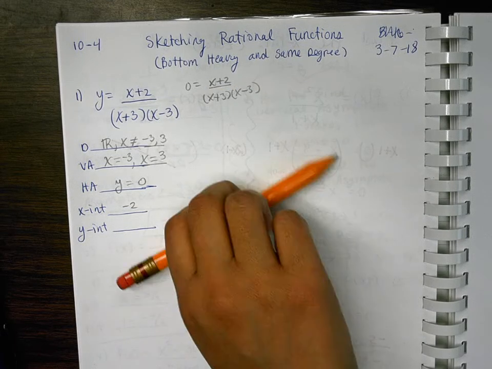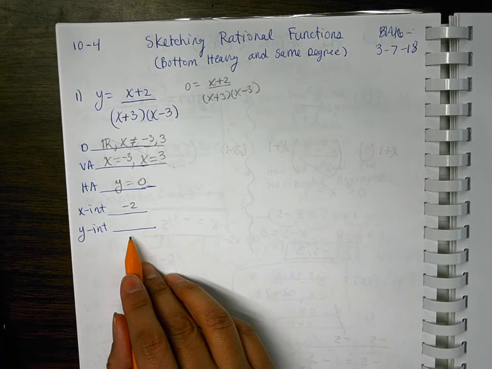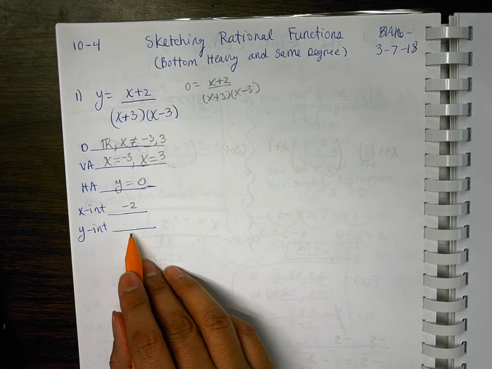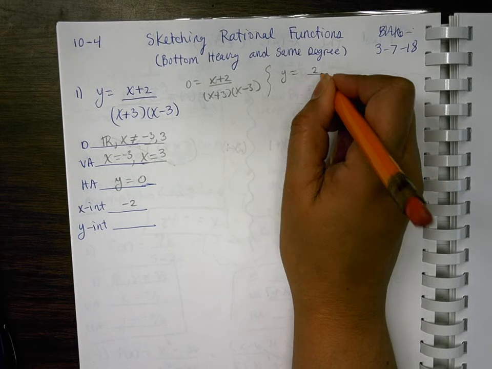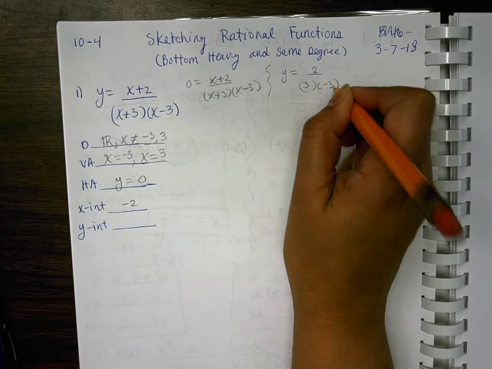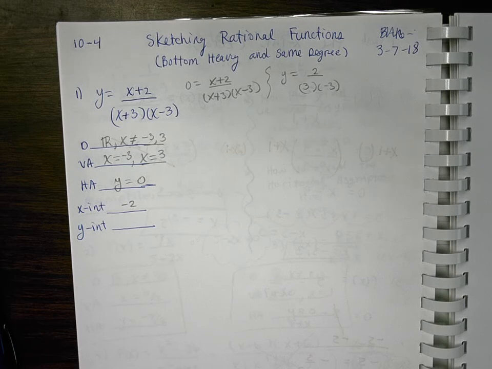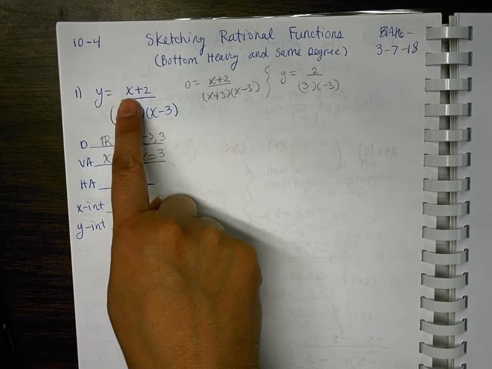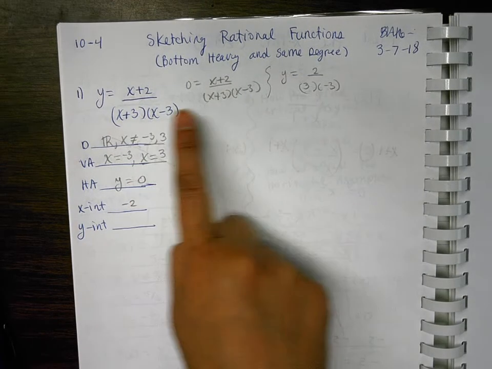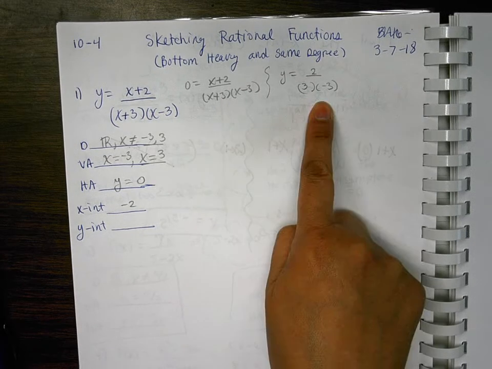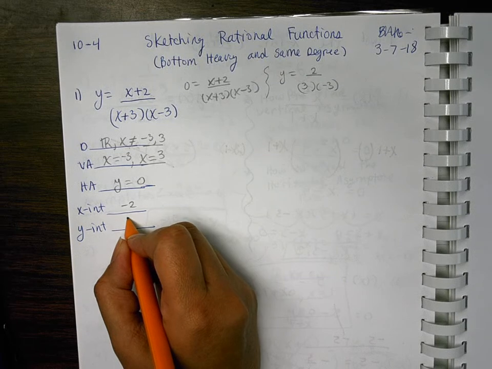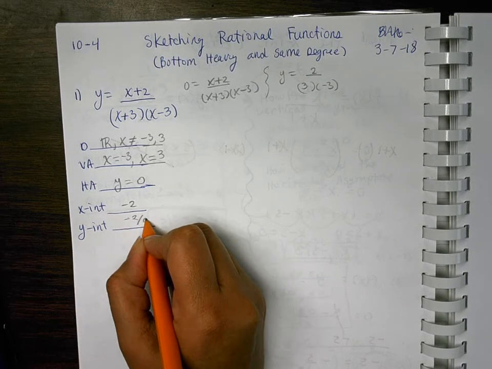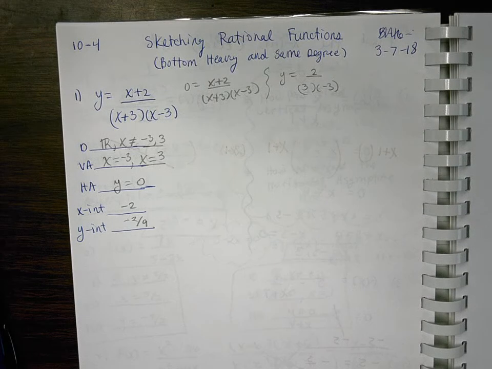Make sense? All right, y-intercept. How do we find the y-intercept? We make x equal to 0. So y equals 2 over 3 times -3. Do you guys see how I did that? Plug 0 in. 0 plus 2 is 2. 0 plus 3 is 3. 0 minus 3 is -3. So what's the y-intercept? 2 over -9, so -2/9? Yes or no? All right. And we are ready to graph.